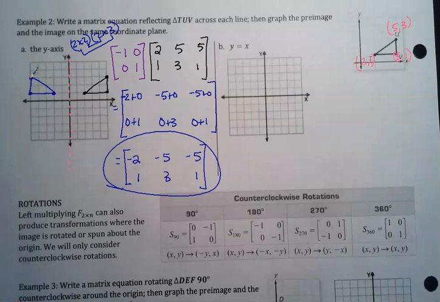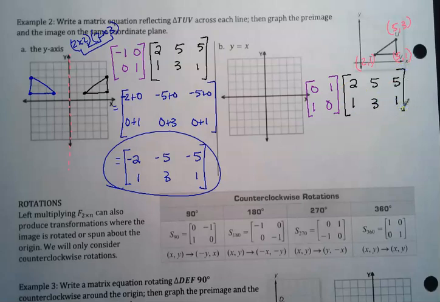All right, good work. On B, this time we're doing the y equals x axis. So that requires a different matrix that we left multiply. This time we're going to left multiply by 0, 1, 1, 0, because that's the y equals x on the reflection chart. We're going to multiply that by our matrix of coordinates: 2, 5, 5, 1, 3, 1.